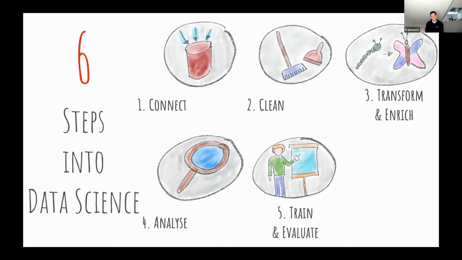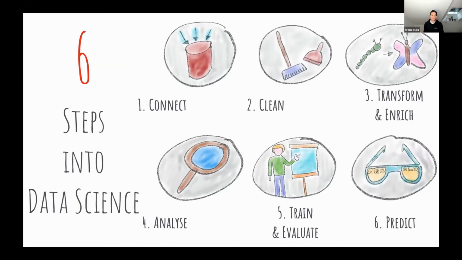Train more than one machine learning model and then compare various machine learning models together. Last bit, once we are happy with the model, we can use the model for predictions. Let's see how these six steps can be achieved with Oracle Analytics Hub.